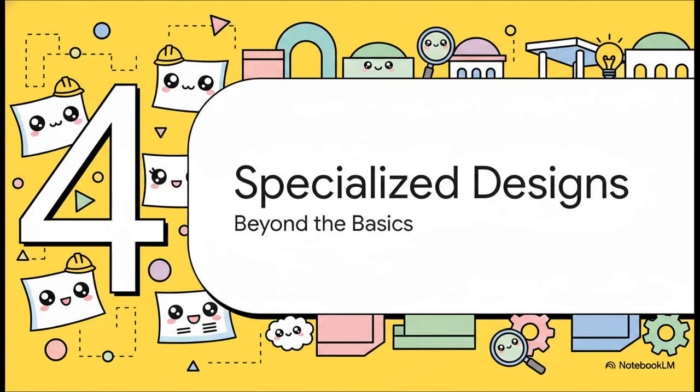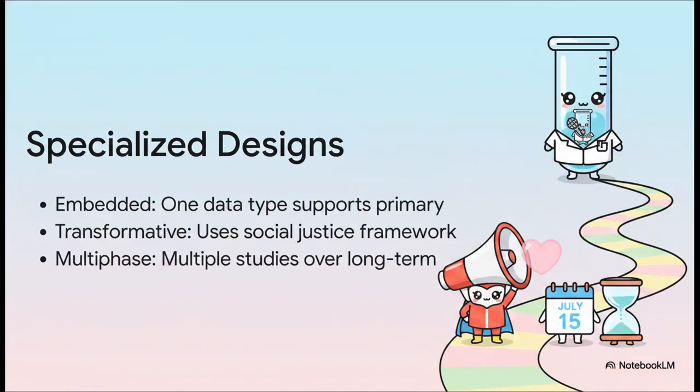Section 4. Specialized mixed methods designs. Because sometimes a standard blueprint just isn't going to cut it for the specific kind of research house you're trying to build. Let's just briefly touch on 3 of these highly specialized tools. First, the embedded design. This is perfect for when you need to sort of sneak one data type into another, like slipping a few qualitative interviews into a massive, primarily quantitative medical trial.